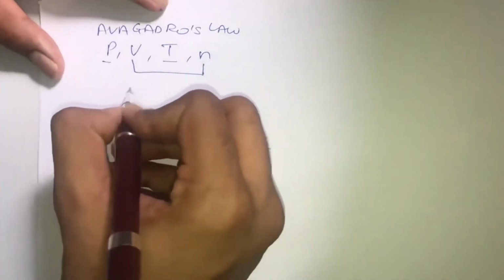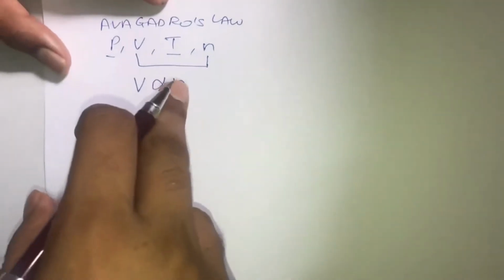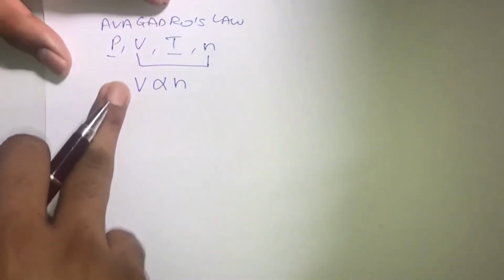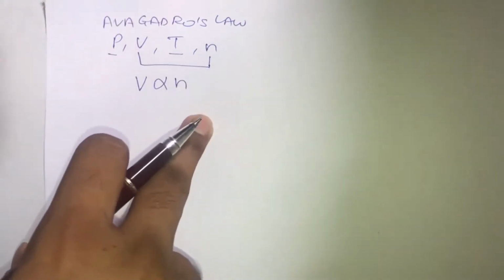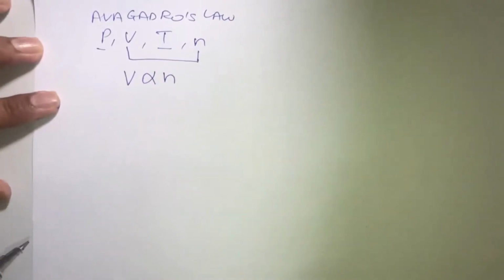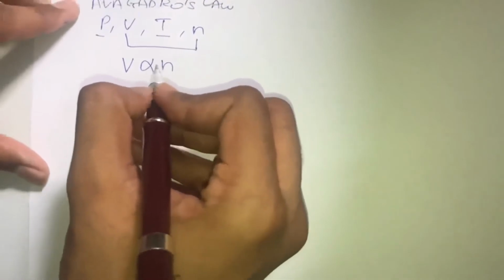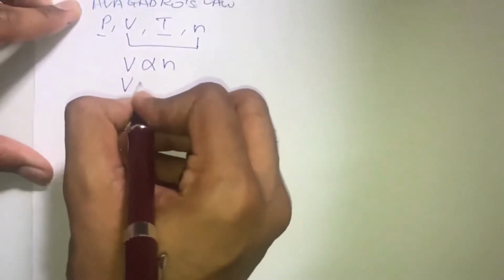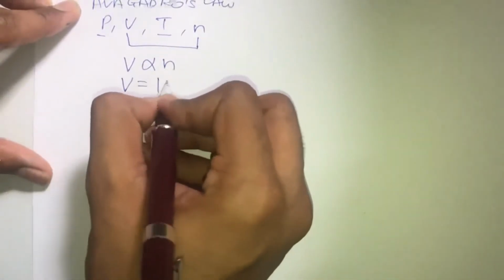And he said that the relation is that the volume of gas is directly proportional to the number of moles of gas, which means that a greater volume of gas will have a greater number of moles and a smaller volume of gas will obviously have fewer moles. In this way, if you want to replace this proportionality sign with an equal to sign, you obviously have to add a constant. So here we add a constant, let's say K4.